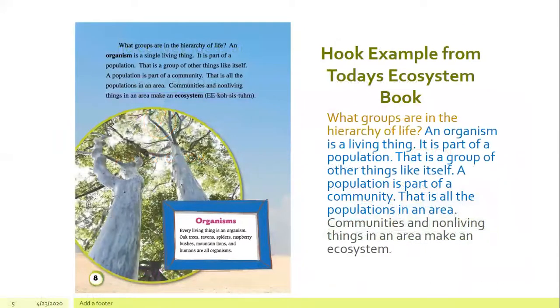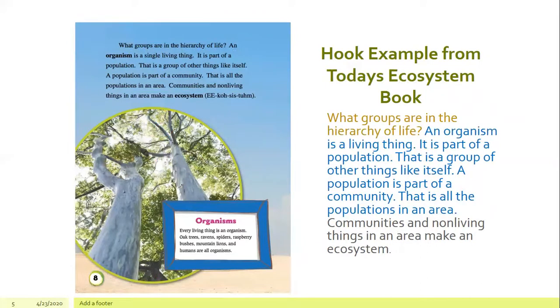This is a page right from the book that Ms. Batone read to you today. It was an example of a hook question. It asked, what groups are in the hierarchy of life? Well, the answer, it's an organism, is a living thing. It's part of population. That is a group of other things like itself. A population is part of a community. That is all the populations in the area. Communities and non-living things in an area make up an ecosystem.